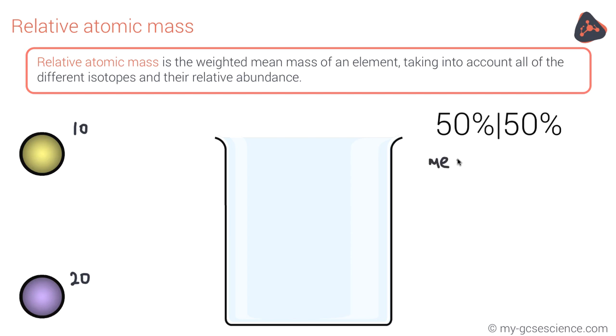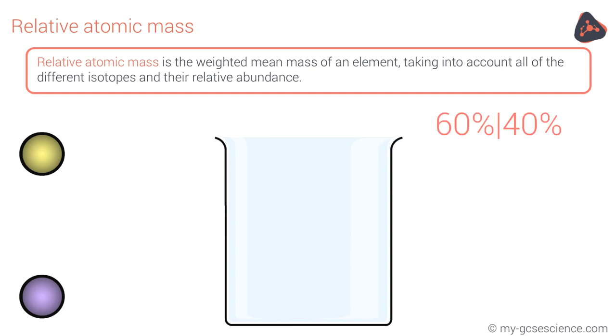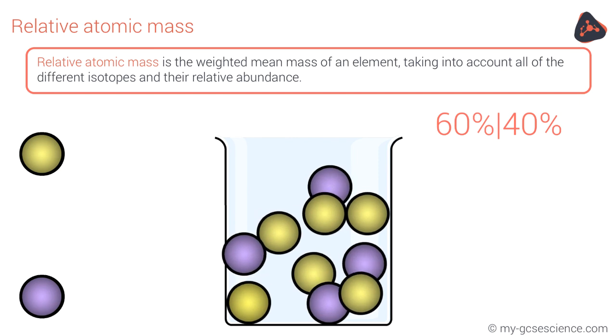If we had a 50-50 proportion of each, then half of them would be 10 and half of them would be 20, and so the mean mass would be 15. You can work this out in a couple of different ways, but it's unlikely that isotopes have an exactly 50-50 proportion. So let's take this example. 60% of the isotopes are yellow and 40% are purple. In a sample of 10, that would mean 6 of them are yellow and 4 of them are purple.